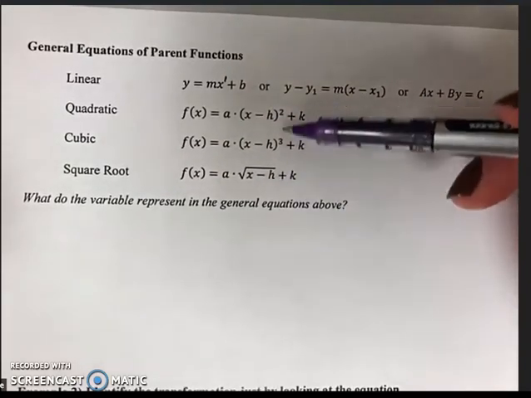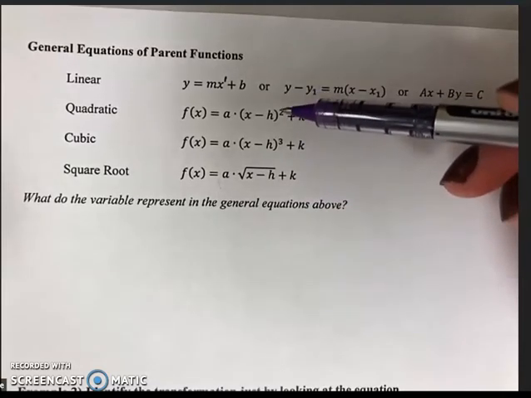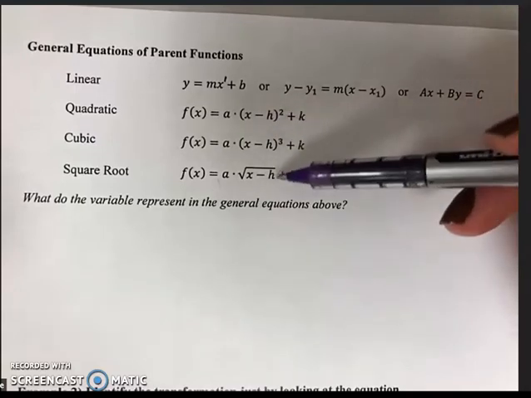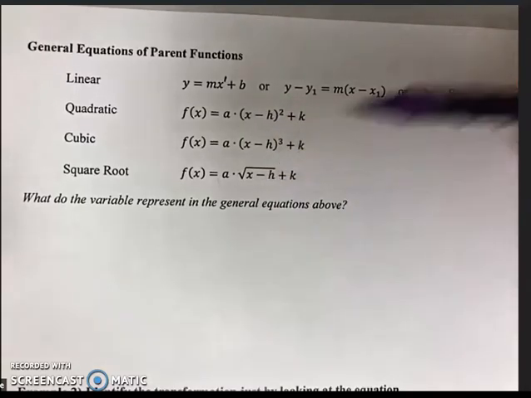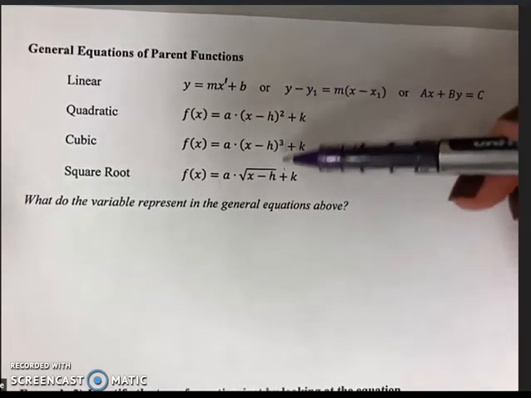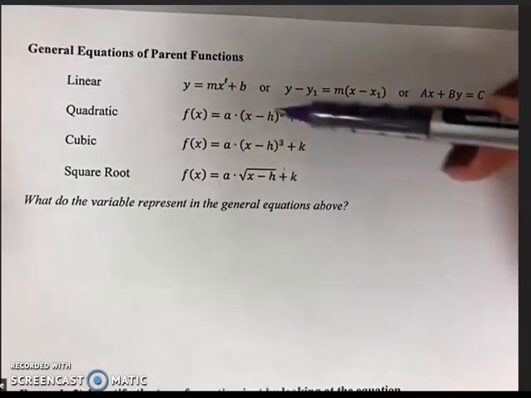There's always going to be an h that's associated with the power, so it's either going to be in parentheses or underneath the square root, which is also called a radical. And then you can also have plus k on the outside. So let's talk about what all of this has done.